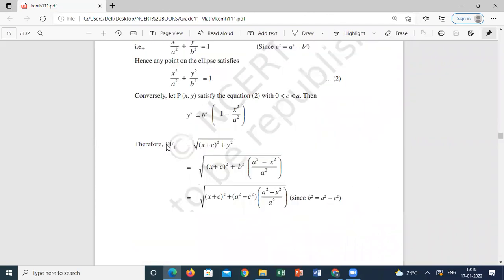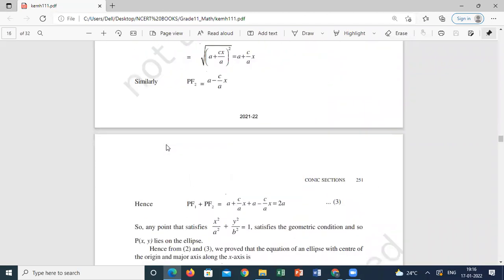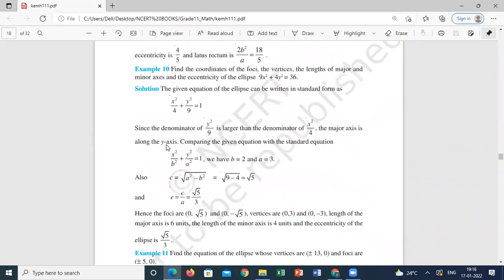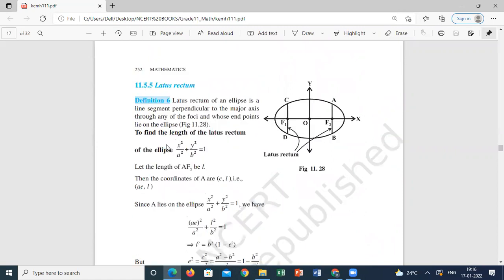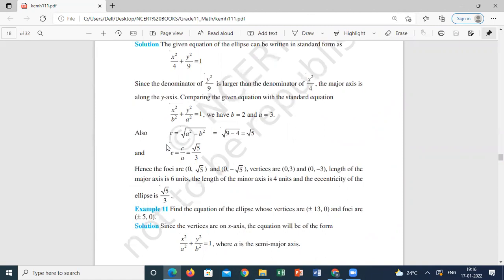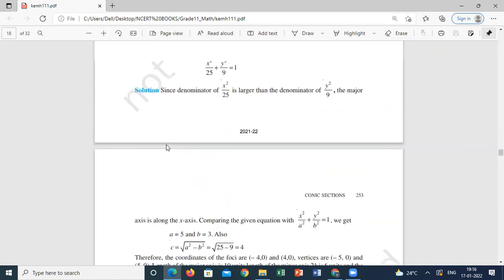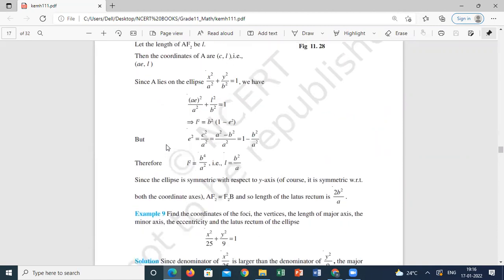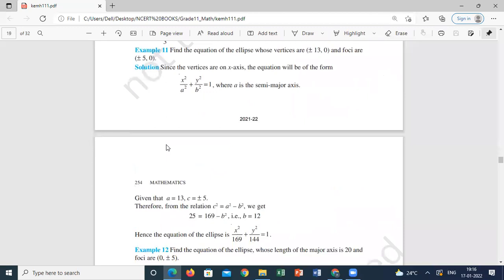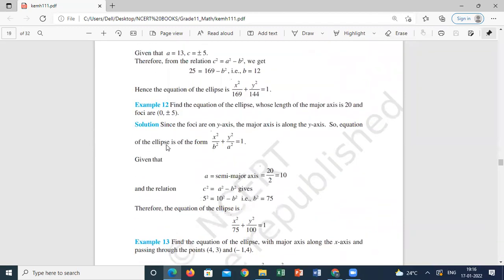I think we already did a few numericals. How many numericals did we complete, students? The length of the latus rectum we also did. The latus rectum is defined as a line segment passing through the focus and perpendicular to the major axis. How do we calculate the length of the latus rectum? What is the formula for the length of the latus rectum, students? B square by A. That means the square of the semi-minor axis divided by the semi-major axis.